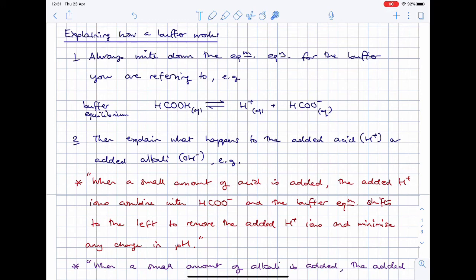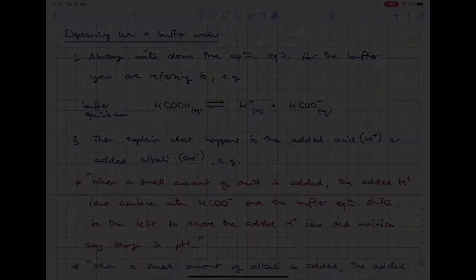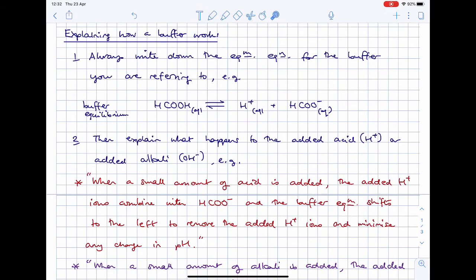So for example, if you want to explain how the buffer works when you add an acid, you would say something like, when a small amount of acid is added to the buffer solution, the added protons will combine with the conjugate base, in this case the methanoate ions, and the buffer equilibrium shifts to the left-hand side. So this is why you need to write down the buffer equilibrium in order to refer to the left or right-hand side of the equilibrium equation. And the equilibrium shifts left-hand side to remove the added protons or H plus ions and therefore minimize any change in pH.